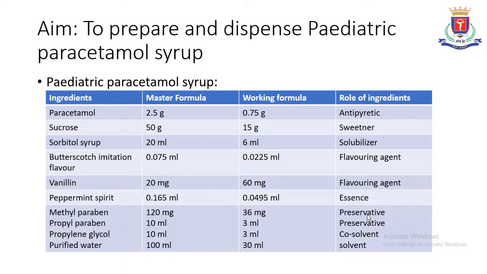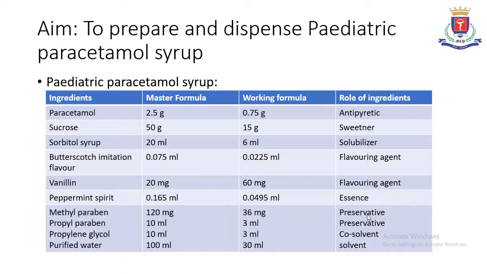So this is just a flavoring agent in order to give flavor to your product. Vanillin is also a flavoring agent in addition to butterscotch. Then peppermint spirit, it gives essence to the formulation. Methylparaben, propylparaben both are preservatives which are usually used in combination. Propylene glycol is a co-solvent since the solubility of paracetamol is low.